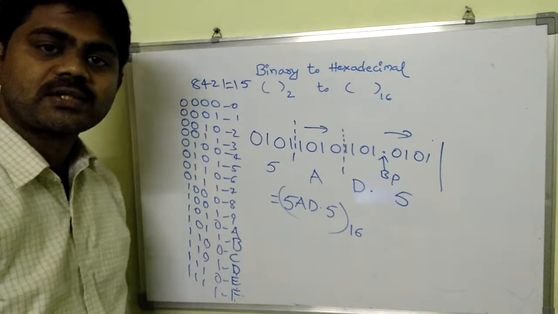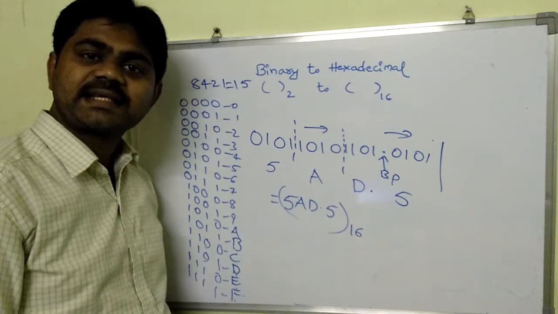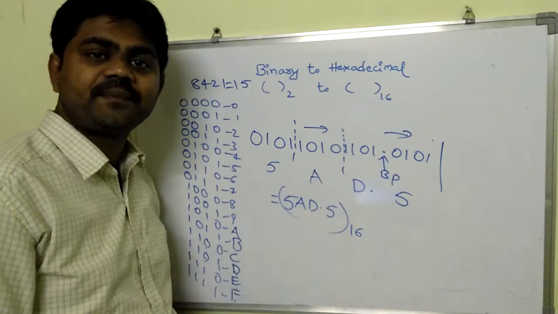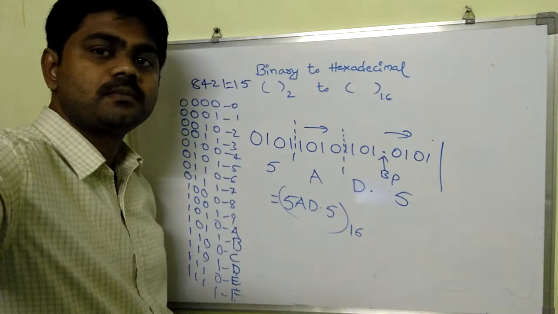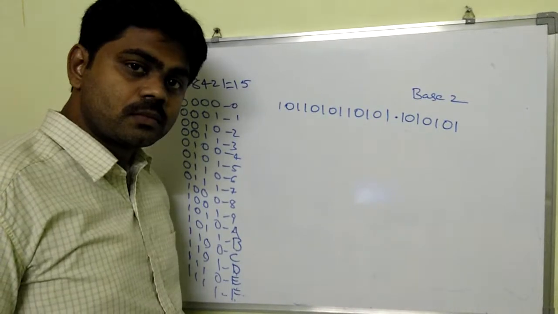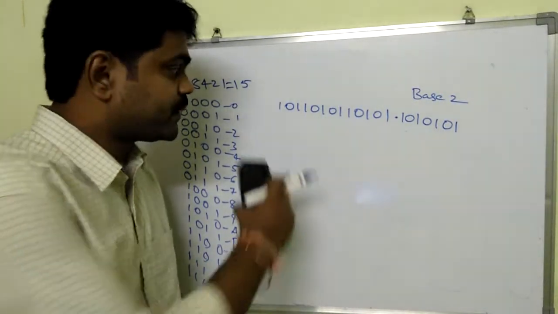I hope you understood. I will take another example so that you can get a clear idea on how to convert from binary to hexadecimal. So I took another example here.